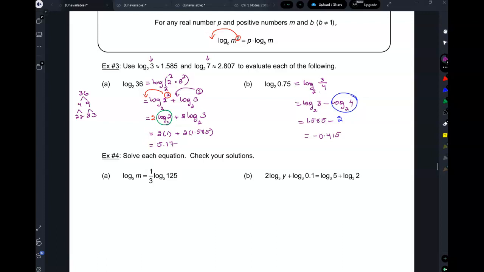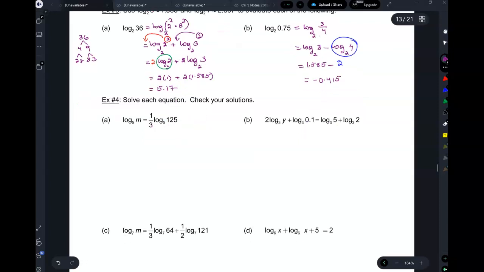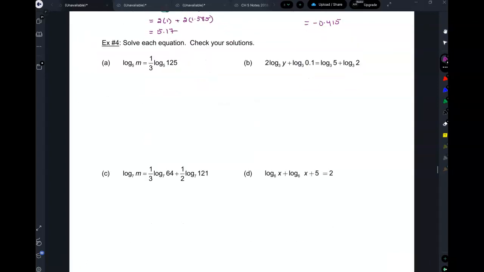So this is extra information. I actually think at some point I had a third problem in here, but then I was like, okay, I think this is enough. So solve each equation. Okay.